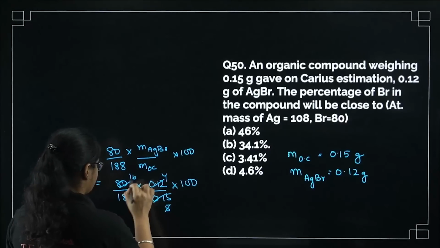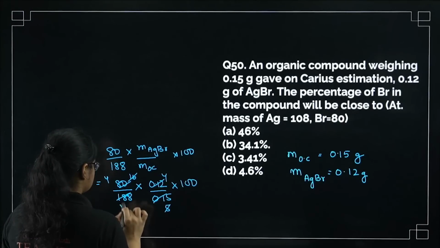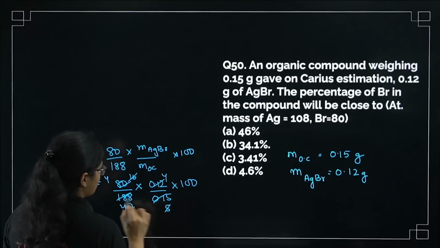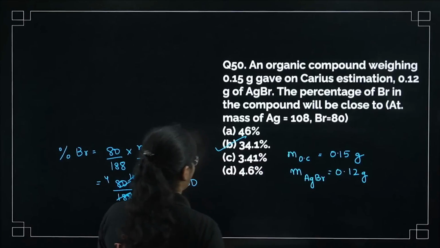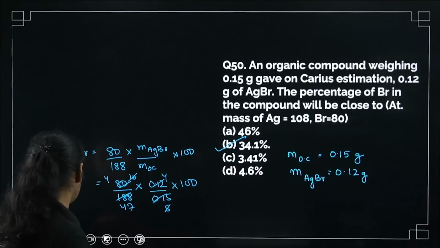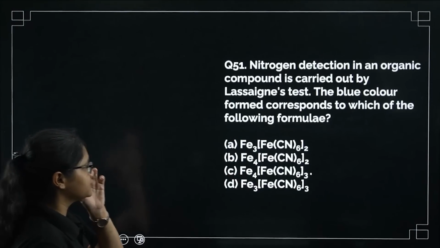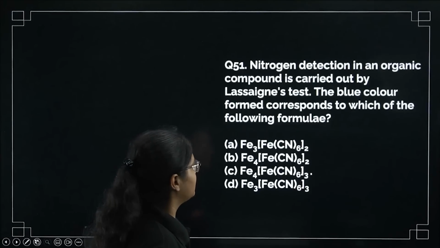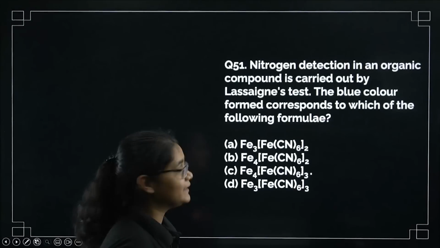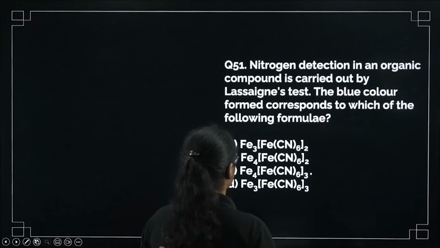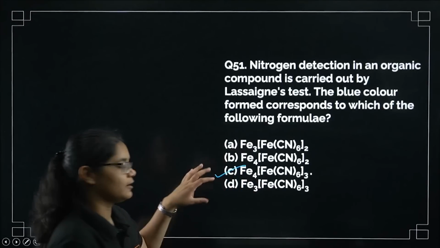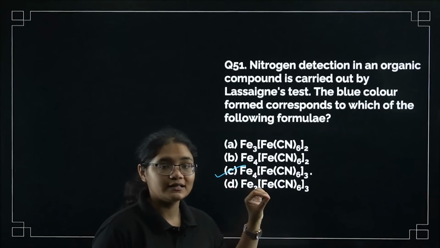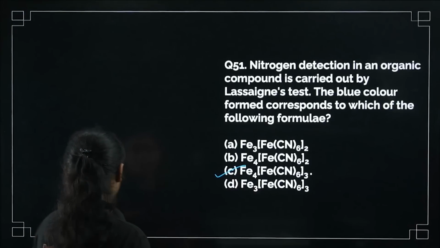Then I have 4 4s are 16, 16 by 47. So if I solve this, 16 by 47 into 100, you will get 34.1%. That is option number B here. Next question, the nitrogen detection in an organic compound is carried by Lassaigne test, and the blue color is formed due to Fe4[Fe(CN)6]3, that is the compound that is formed. So option number C here. Please remember this one.